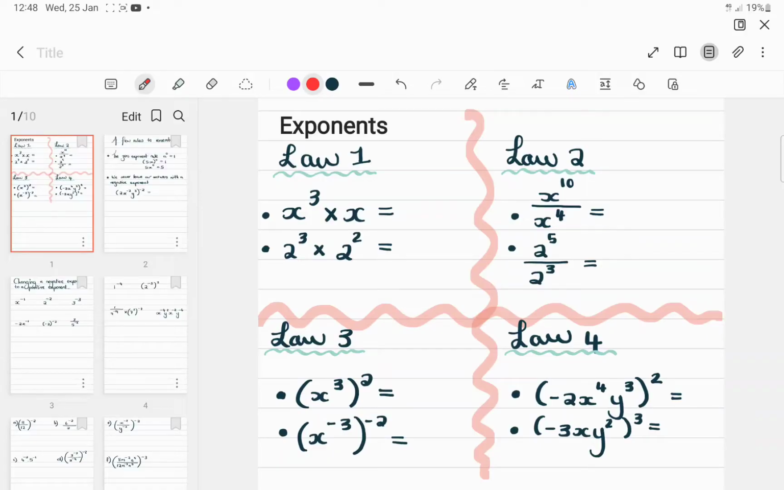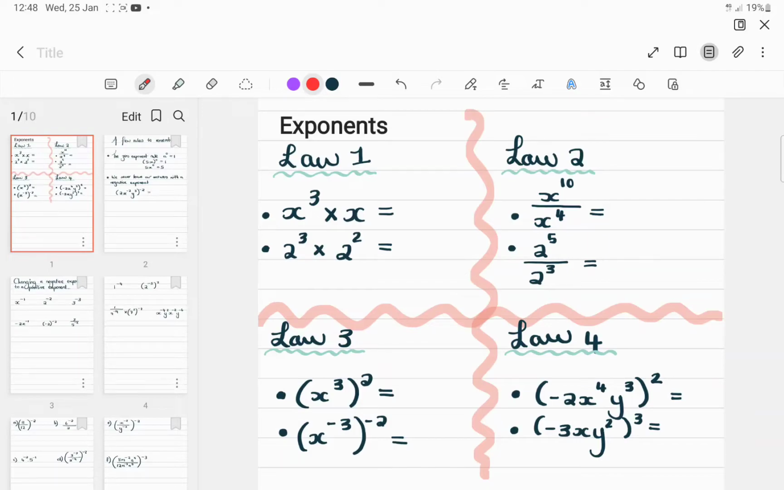And please, if ever you need to know your exponent rules, and you should be able to, especially also in grade 9, work with a negative exponent, turning it into a positive exponent. So let's get started. With exponents, there's 4 laws that are very, very important to remember.